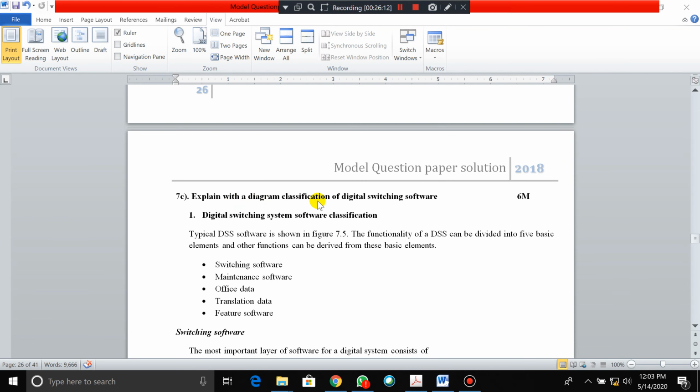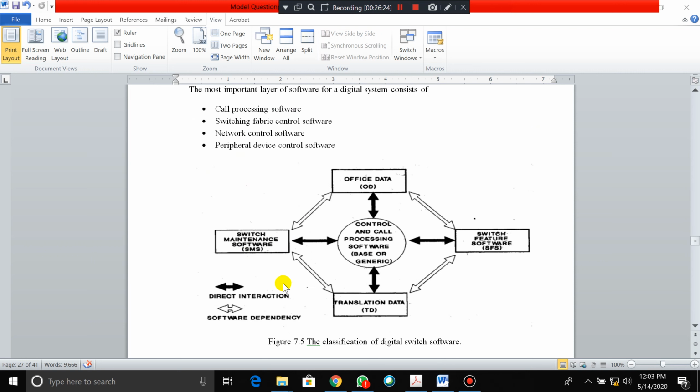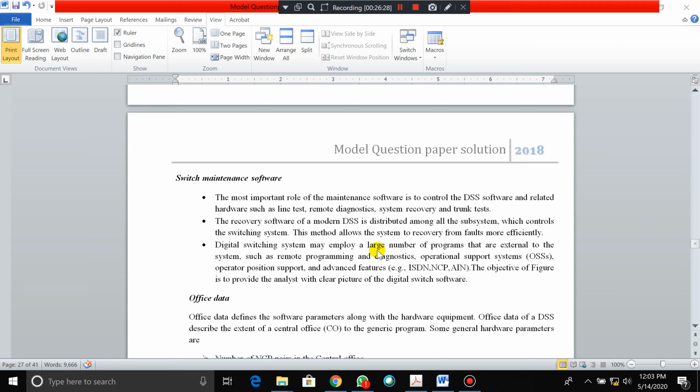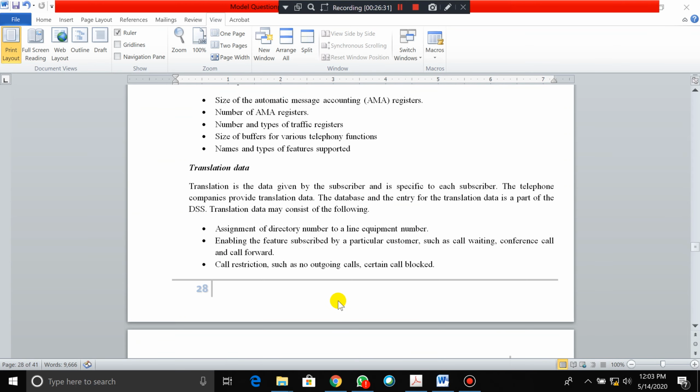Explain with a diagram the classification of digital switching system software. Here it is asked for 6 marks. You have to explain digital switching system software classification, how it is being classified, and this diagram. Each block you have to explain. Okay, like this.